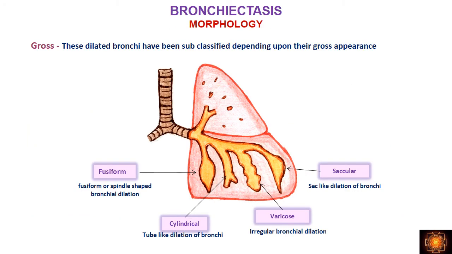Then this is again subclassified depending upon the shape of the dilatations. If it is a spindle shaped dilatation, we call it fusiform. If it is a tube like dilatation, we call it cylindrical type of bronchiectasis. If it is irregular dilatation, we call it varicose. And if we have a sac like dilatation, we call it saccular. So this is the subclassification depending upon the shape of the dilatations.